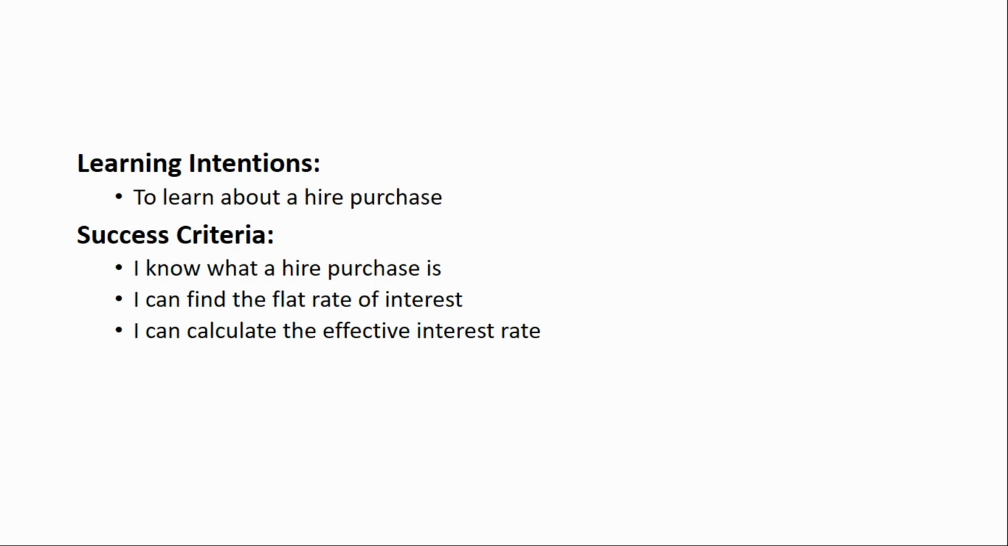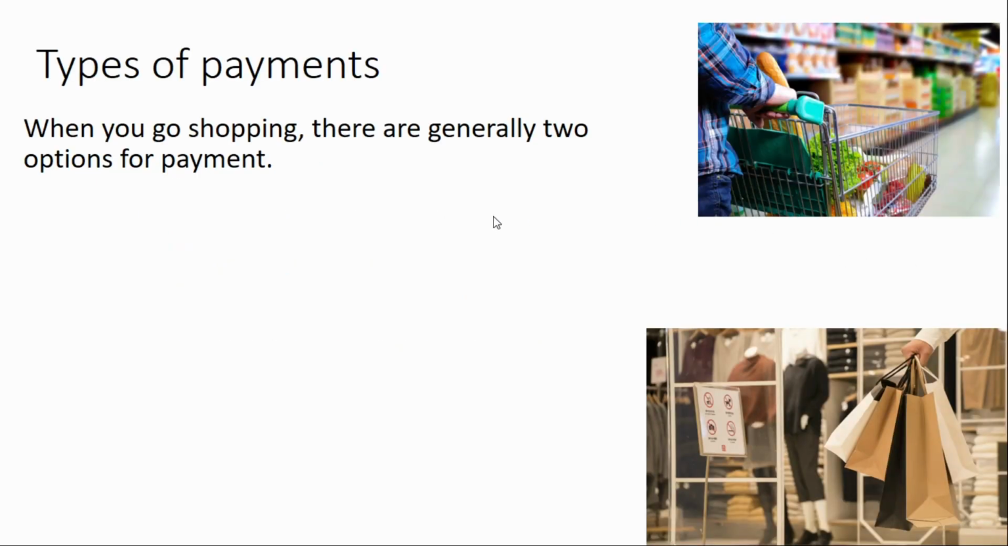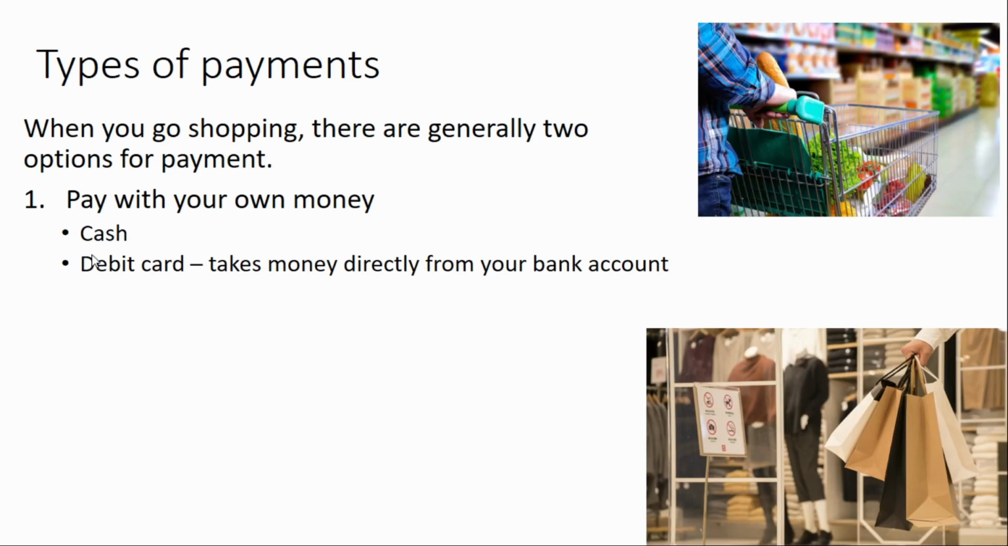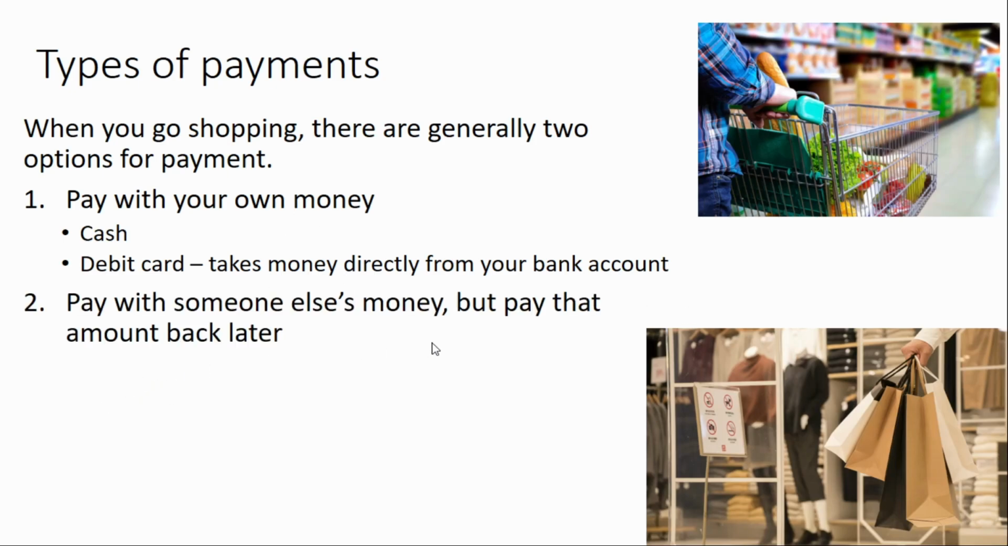Alright, so we've been learning about money and finance so far. Let's talk about shopping today. When you go shopping, there are generally two options for payment. Our first option, probably the one you more commonly use, is paying with your own money, either in the form of cash or with a debit card, which takes money directly from your bank account. But another way to purchase services and goods is through someone else's money, but you pay that amount back later. This is in the form of credit, and these are called time payment agreements.